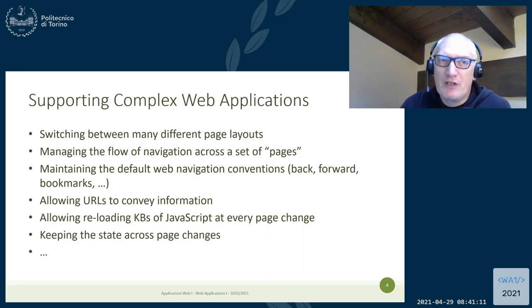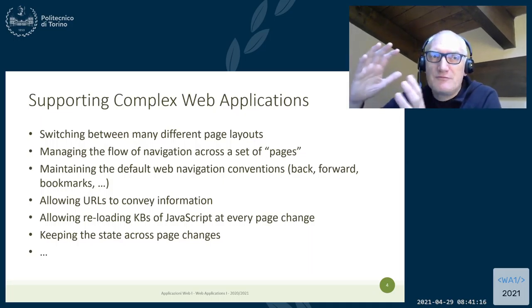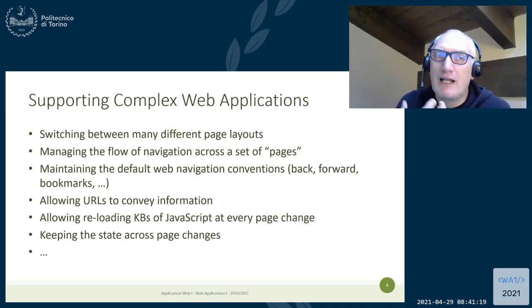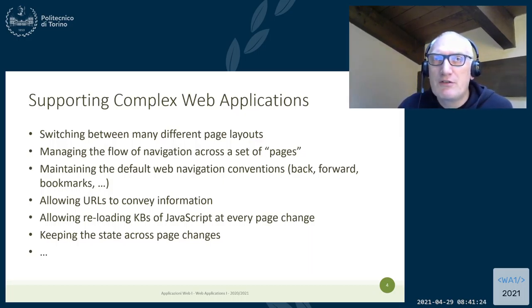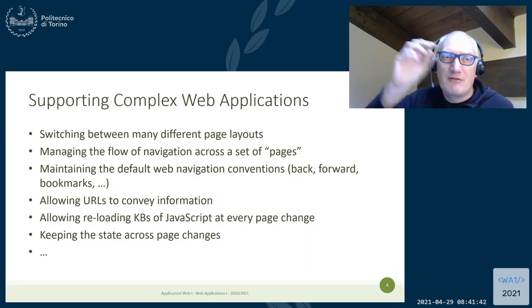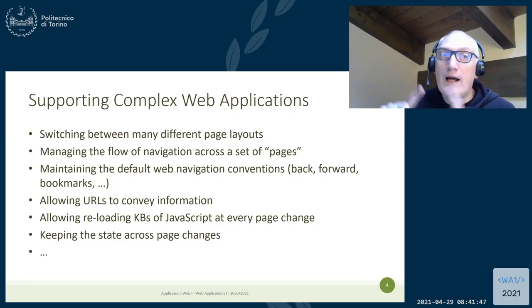From the user point of view, we are used to clicking on different items and going to different parts of the application that look like different pages, because they have different elements in them. So what we want is to give the programmers the possibility of changing the layout of the website depending on the section where they are. The user would feel like they're moving across different HTML pages that you create separately, but from the programming point of view, it's all one application.